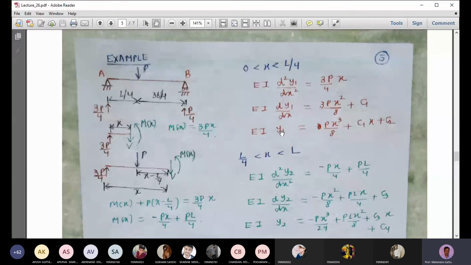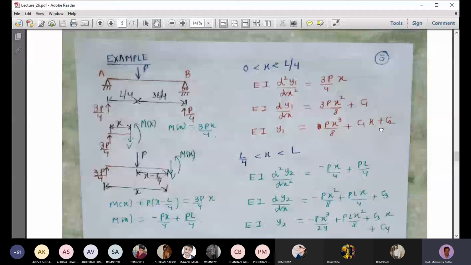So we'll have EI y1, and x square becomes x cube by 3, and 3 will cancel out. We have Px cube by 8, and we have c1x plus c2. So this is the deflected curve between point A to C. Now we'll find the deflected curve between C to B. We'll denote that curve by y2.